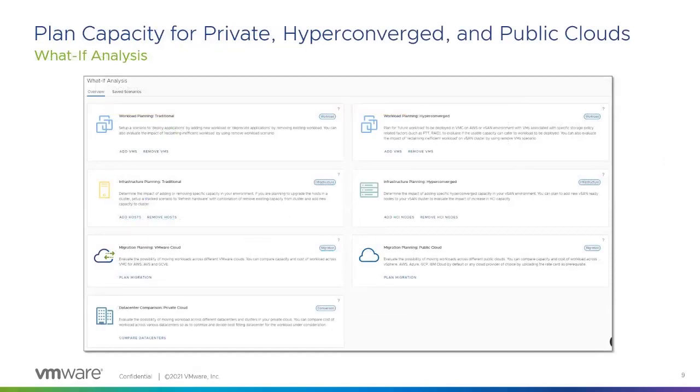And the next piece here is our what-if analysis, what-if planning. This is where you can model various scenarios and say, what does it look like if I add virtual machines or add hosts, remove hosts? What if I migrate to the cloud? Things like that. So it's doing all that kind of analysis to see what it would look like if I do certain scenarios.